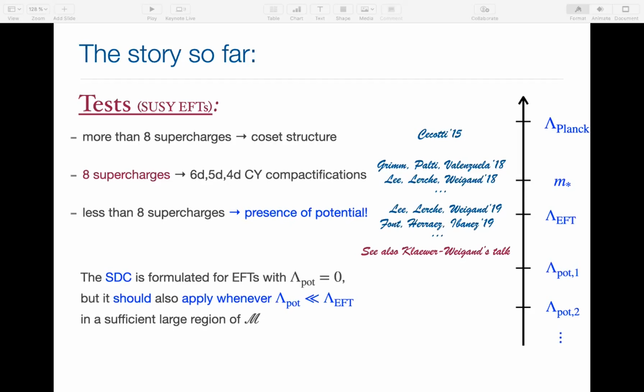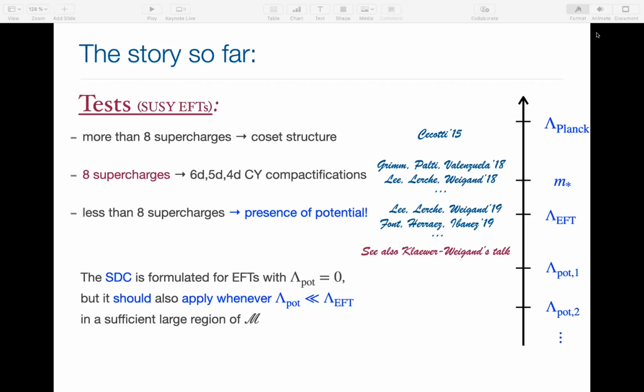Our favorite n equals 1, which has the additional complication that you have a potential, just like the example that we just saw in the last talk. Now, having a potential is an interesting problem because, strictly speaking, the Swampland conjecture was formulated when you have a strict moduli space, so no potential.